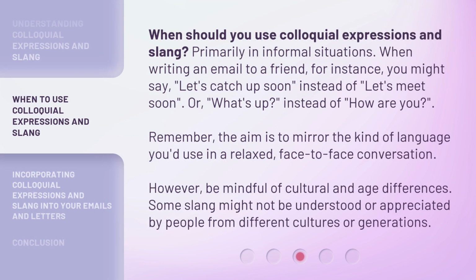When should you use colloquial expressions and slang? Primarily in informal situations. When writing an email to a friend, for instance, you might say, let's catch up soon, instead of, let's meet soon. Or, what's up, instead of, how are you? Remember, the aim is to mirror the kind of language you'd use in a relaxed, face-to-face conversation.